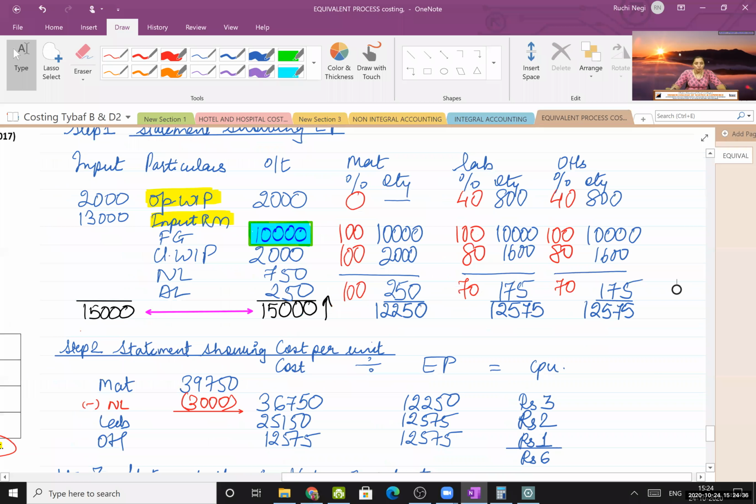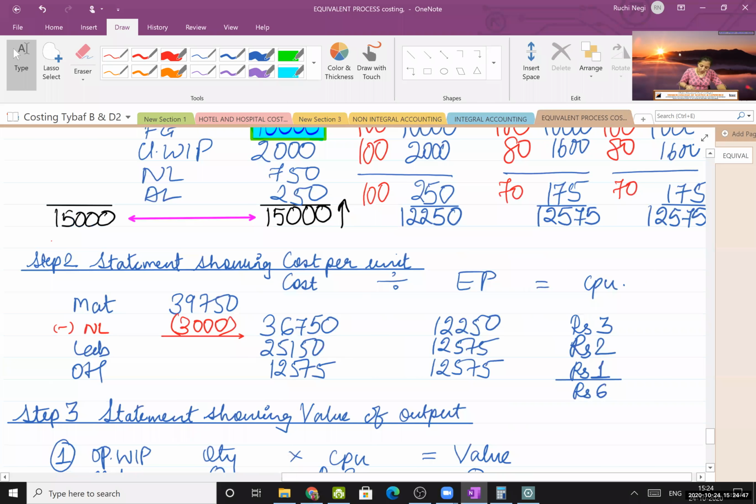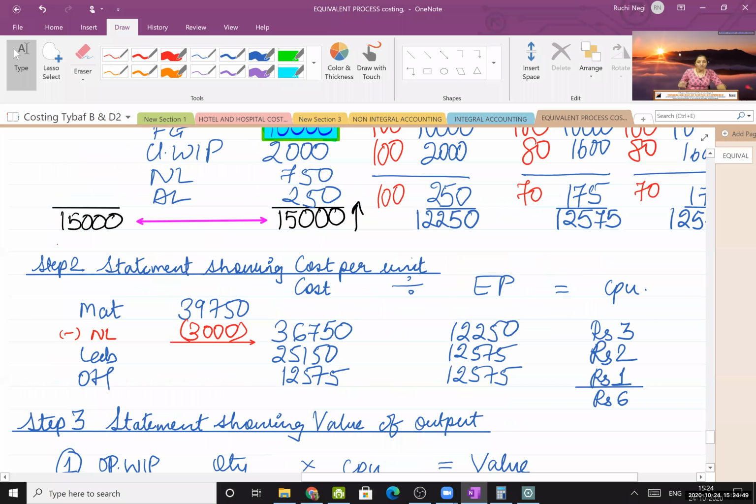Then step 2. Step 2 is what? Calculating the rate, that is cost per unit, that is cost price. So how will you get the cost price? Use this formula: cost divided by EP, that is quantity. Amount divided by quantity gives me rate. Same way, amount means cost, quantity means EP, and rate means CPU.